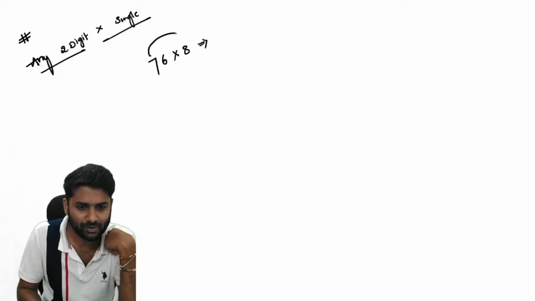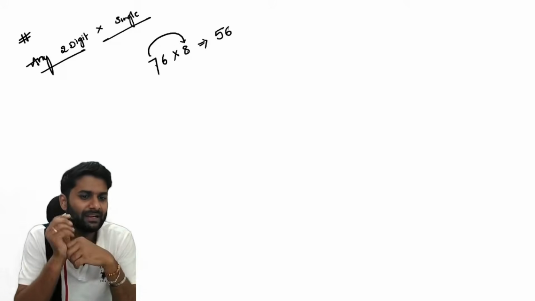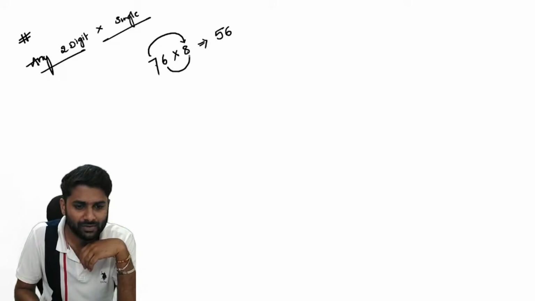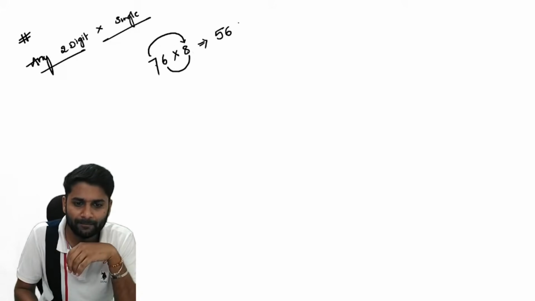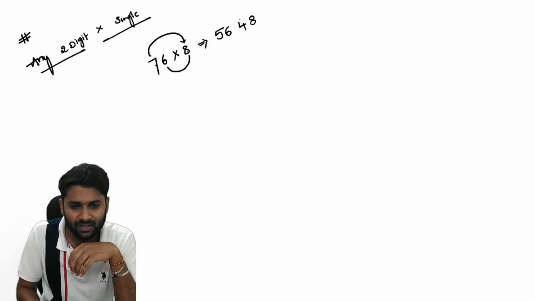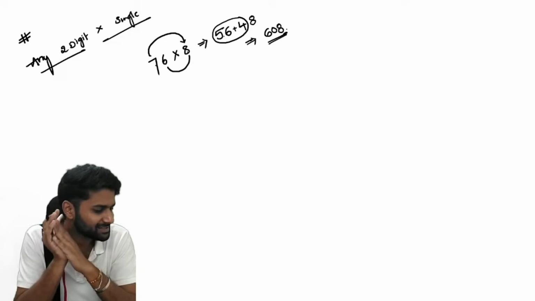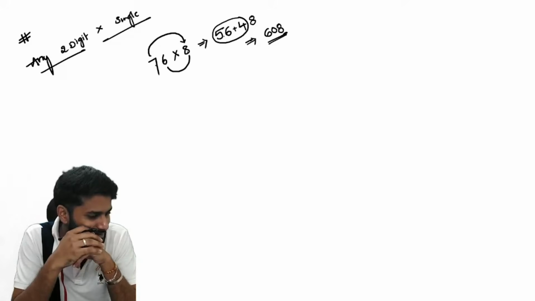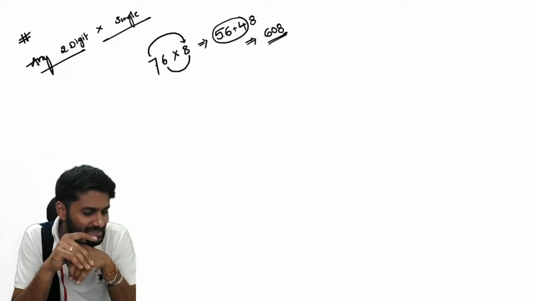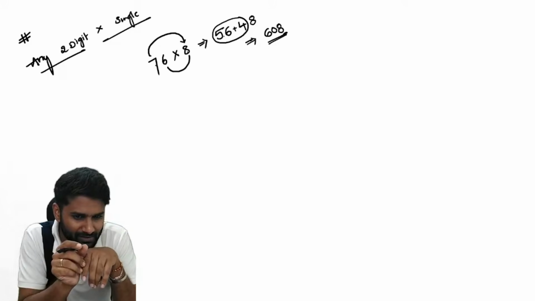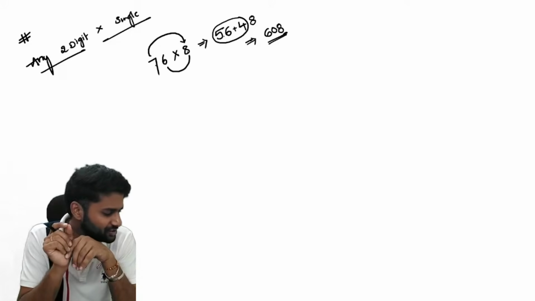Here is the approach. Multiply these two numbers: 7 into 8 is 56. Again, multiply these two numbers: 6 into 8 is 48. Now you have to consider these three digits and just add them up. 56 plus 4 is equal to 60, and the left number you take as it is. So the answer is 608. Is it clear? Don't worry, we'll take a few more examples.